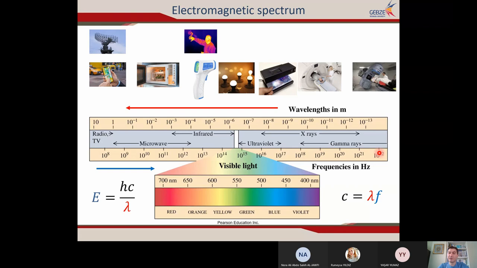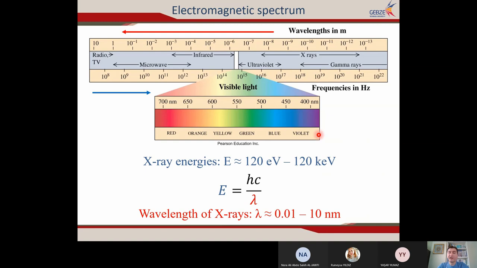And what about the X-ray energies? If you look at the wavelength here, this is somewhat a rough representation of the wavelength range. Usually wavelengths of X-rays are between 0.01 nanometer and 10 nanometers. So very small wavelengths. What is the meaning of 0.01 nanometer? It means 0.1 angstrom, less than 1 angstrom. So what is the meaning of 1 angstrom, 5 angstrom?